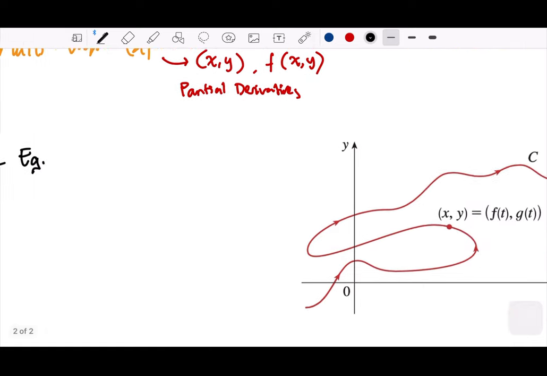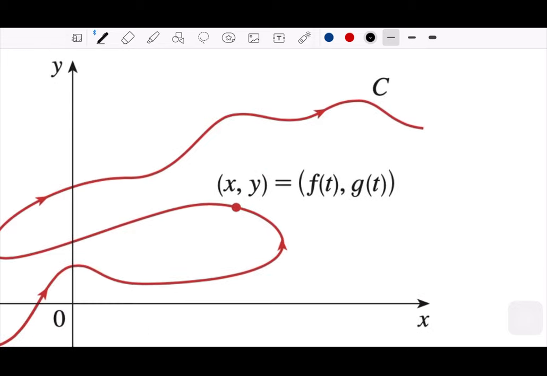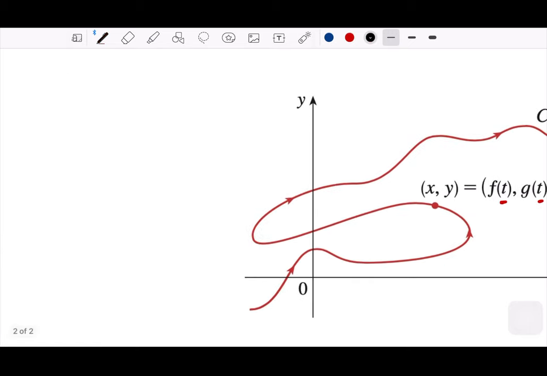If you have a curve, okay, let's say you have this curve C. And if you imagine this as a function of x only, this is impossible to be a function, right? Because if you have a vertical line that has more than one point, then it's not a function. So we have a third variable that is defined as t. Okay. So let me write some notes.